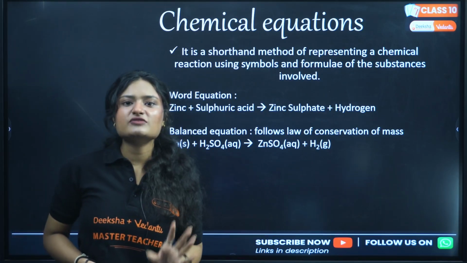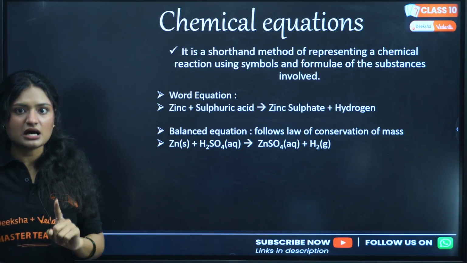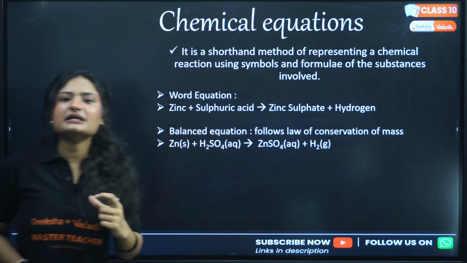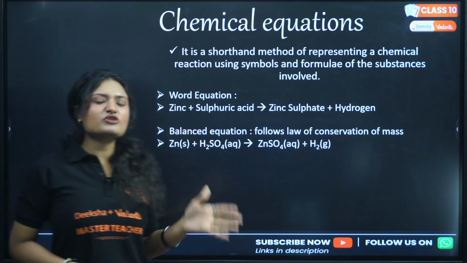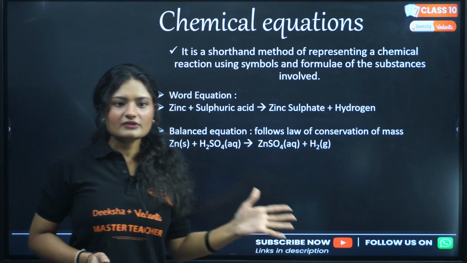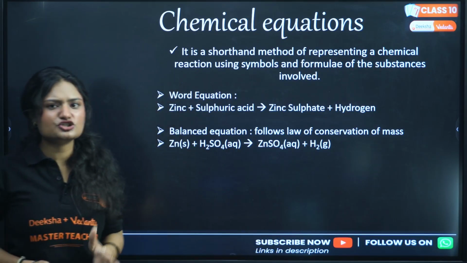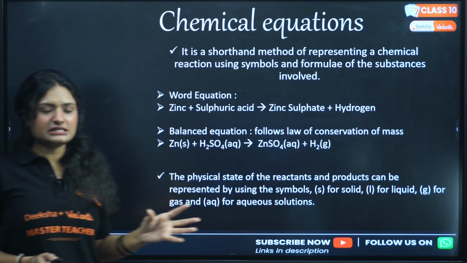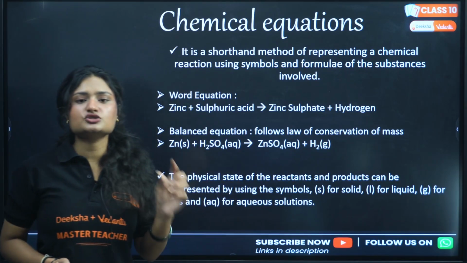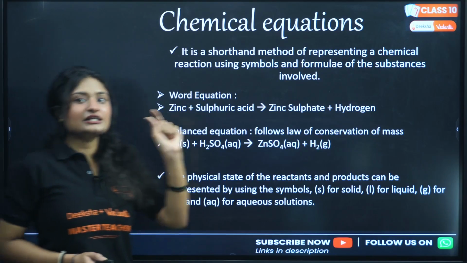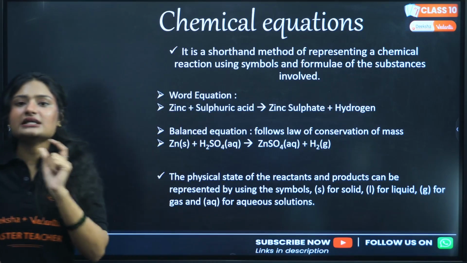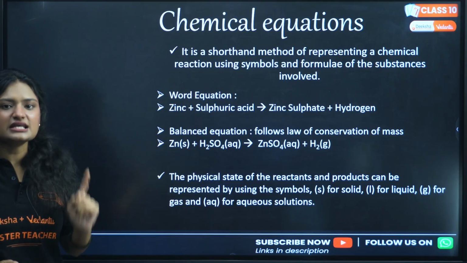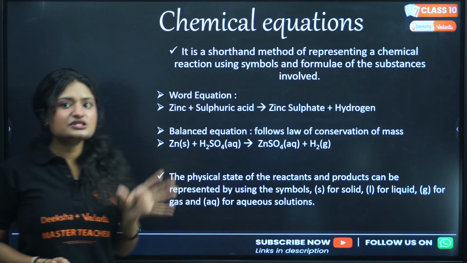A balanced chemical equation follows the law of conservation of mass. What is the law of conservation of mass? Mass can neither be created nor destroyed but can only be transformed from one form to another. That is the law of conservation of mass. To get more information from a chemical equation, we represent the physical state of reactants and products using the symbols S, L, G and AQ. S represents solid, L represents liquid, G represents gases and AQ represents aqueous solution.